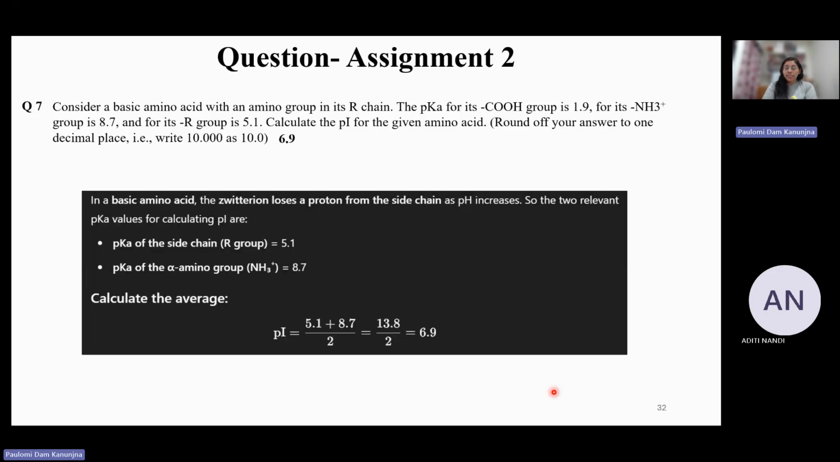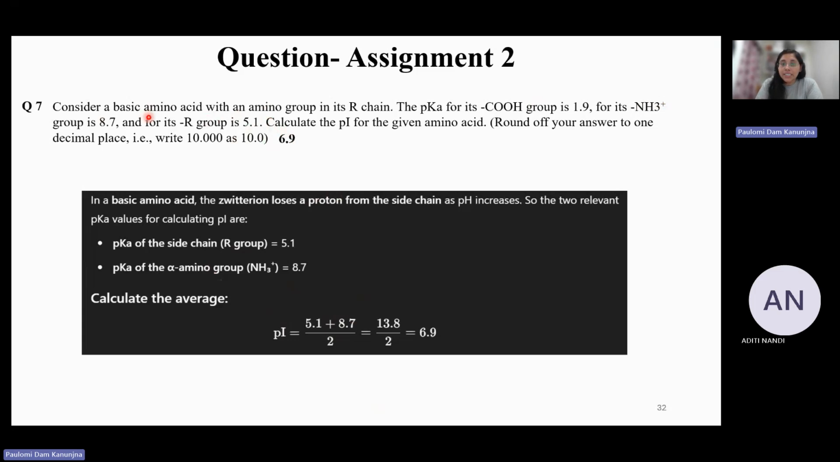So in a basic amino acid, we have discussed this. The zwitterion loses the proton from the side chains as pH increases. So the two pKa's which are important are the ones of the R chain and of the NH3+. When I'm calculating the pI, I will take the average of these two values. When we discussed how we calculate pIs, we had seen when to consider which pKa for the overall pI of the amino acid.